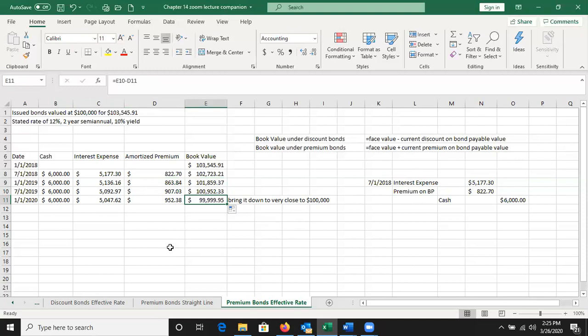So again, with the effective rate for premiums, you recognize more interest expense early on, and then as the book value of the bonds falls, you recognize less interest expense. Okay? So what GAAP says is you're basically matching higher interest expense with the higher value of the bond, which makes sense. Remember, GAAP wants you to recognize things accurately based on when they are earned or incurred.